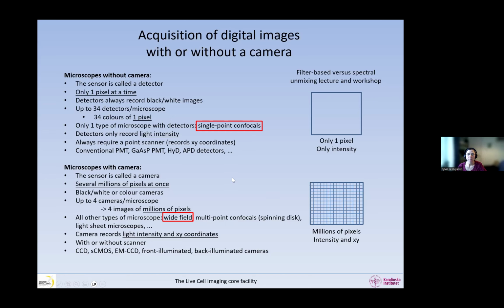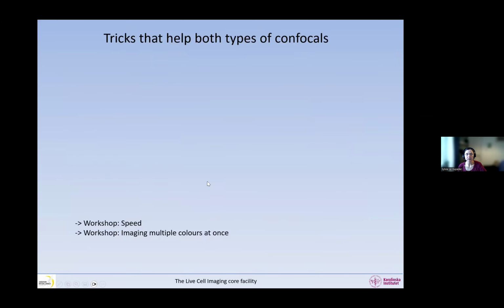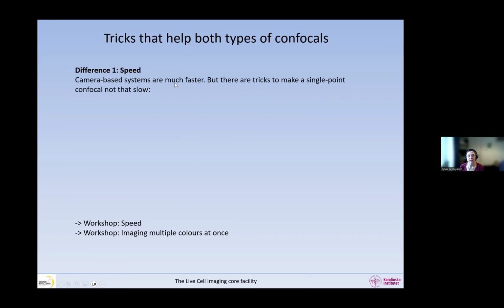Basically, your microscope will be mostly single point confocals or wide field. And we also have some light sheet systems. The tricks that help both types of confocals, this one should come up a little bit later, but I forgot my animations, it's okay. So for speed, the camera system is much faster than a single point confocal. So there are some tricks that can make a single point confocal go faster.